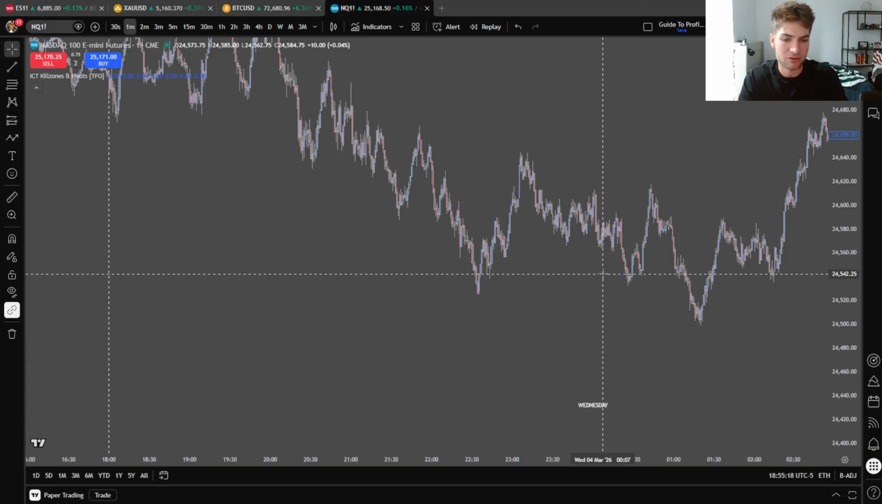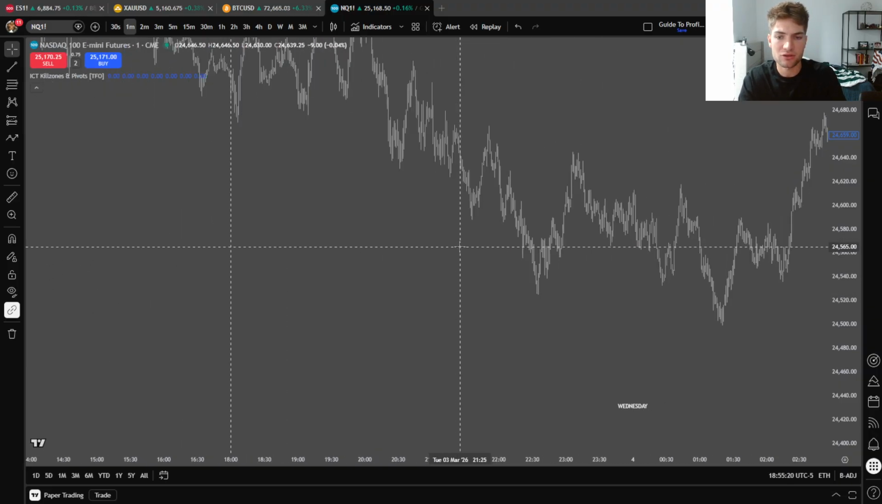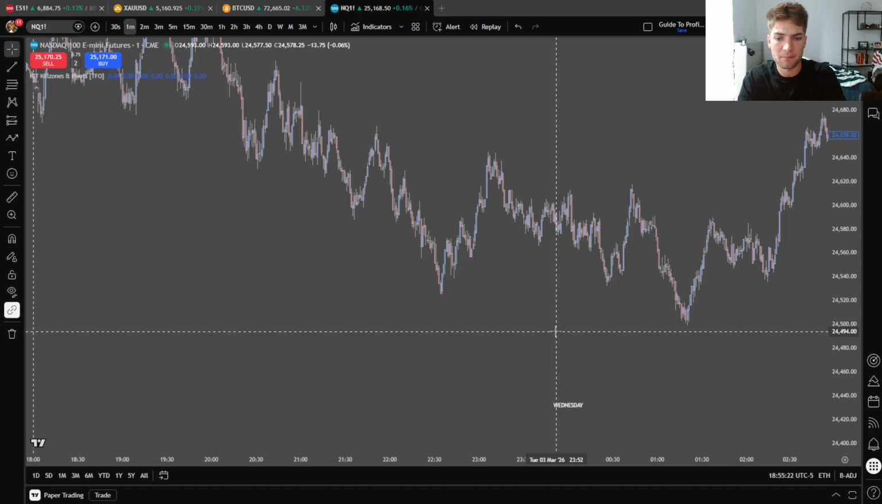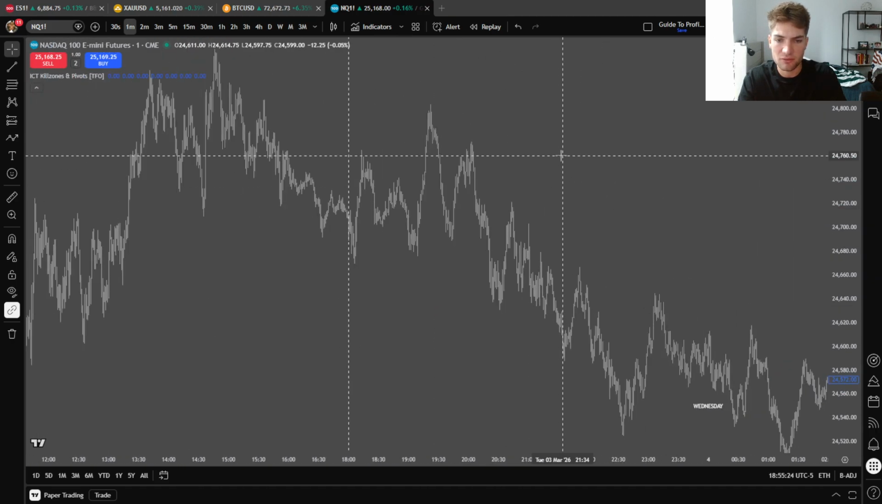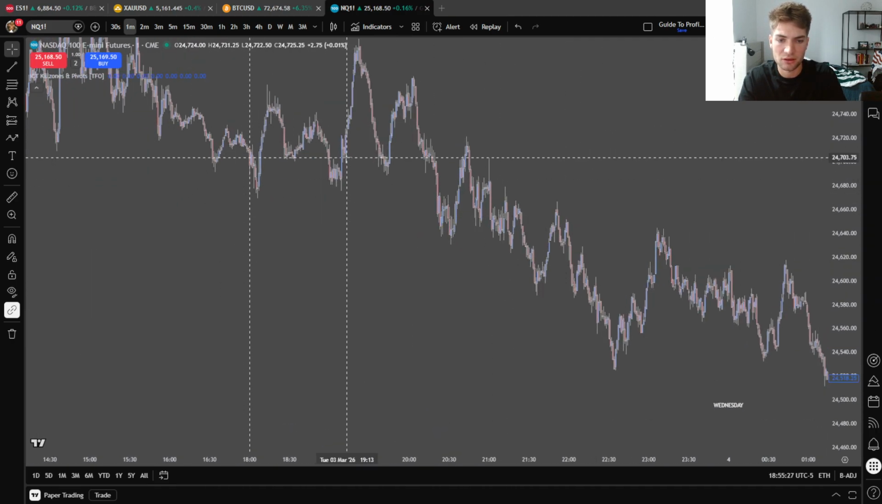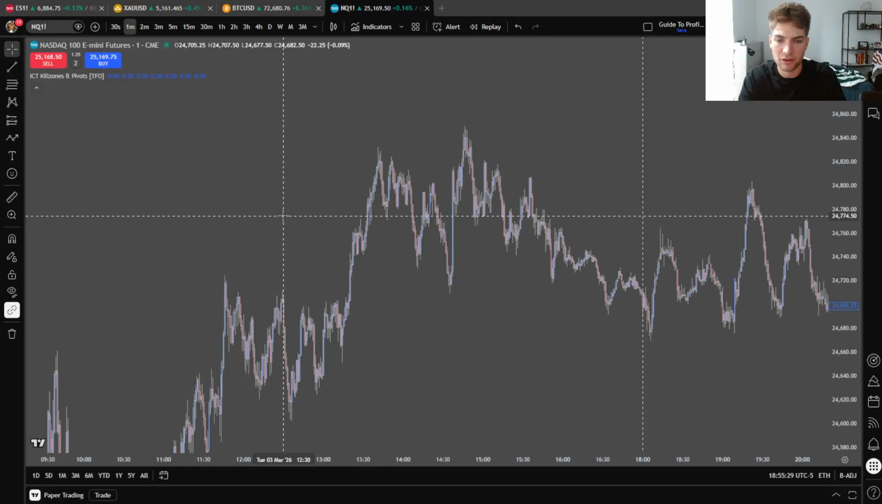Let's try to find a bad entry here. Let's try to find a bad entry that plays out ideally. So let's see for shorts. Let's see. I'm just looking around. I don't have anything specific marked out.